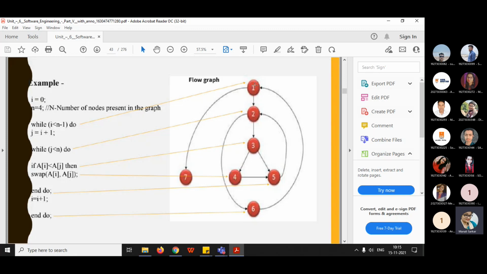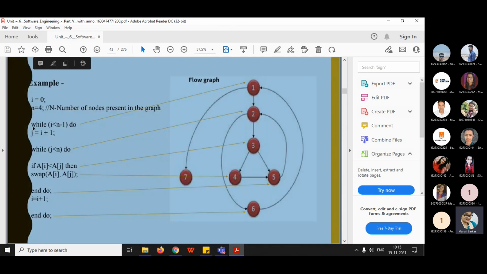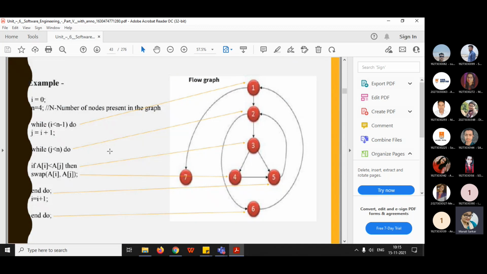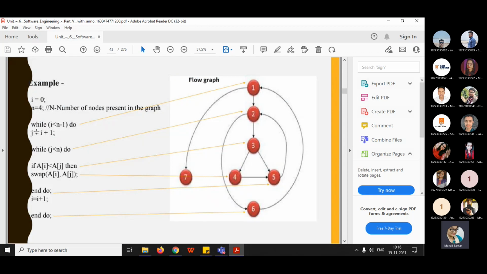That's why from node 1 it flows to node number 2, because only if this condition is true will it execute the next statement, and after that the next-to-next statement. That is, only if while i less than n minus 1 is true will it enter the loop, that is j equals i plus 1, and after that it will execute another while statement, while j less than n. So this is another condition, and that's why we are putting it in node number 2.